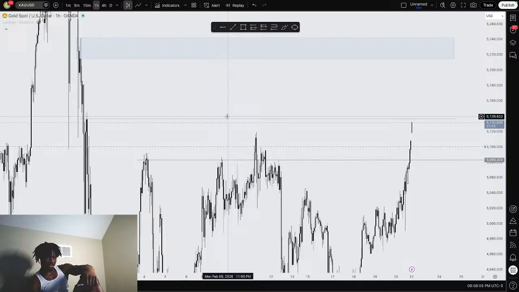51 hit. GA, what did GA just do? GA is pulling back in the range. The spread on GA is still too high. I wouldn't even take a trade on GA. Honestly, let me go back to gold. Alright, TP hit.